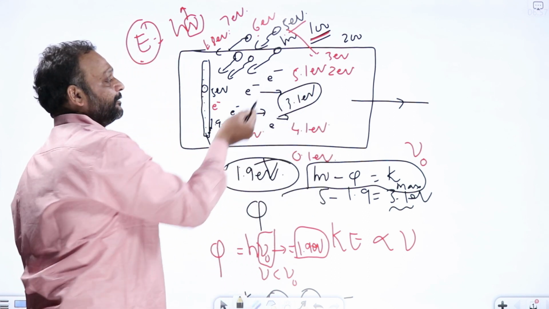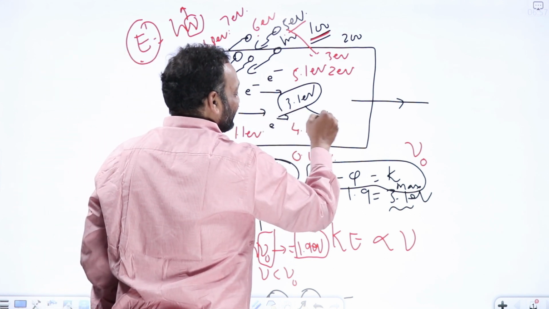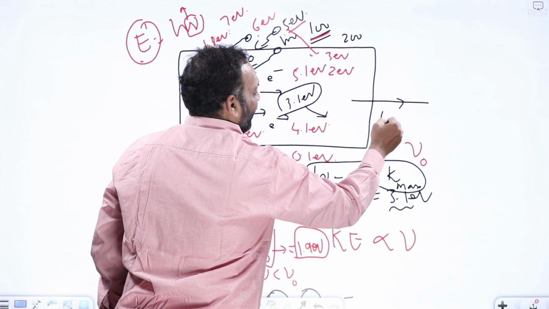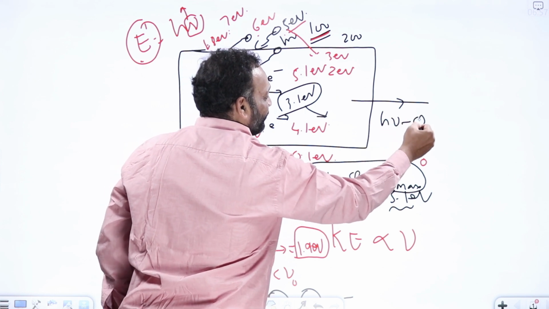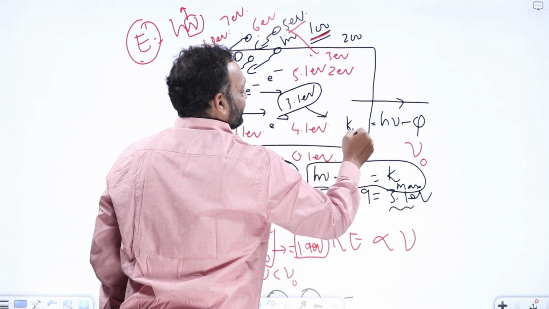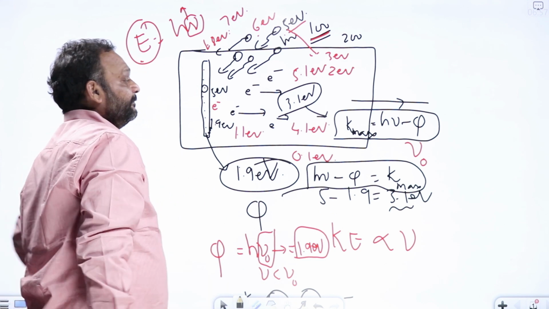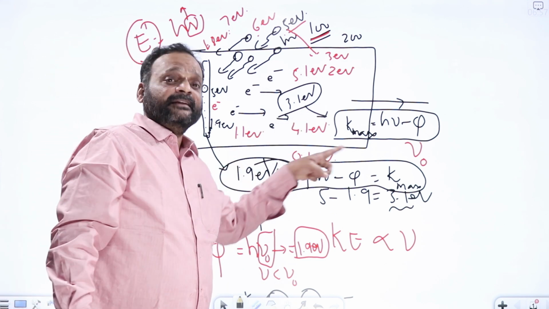What about the remaining? Some electrons only will have 3.1. What about the remaining electrons? They'll have less than 3.1, because out of h nu, I'm taking out the minimum energy required. So these electrons will have maximum kinetic energy. Very few electrons will have this maximum kinetic energy. The remaining electrons will have energy less than 3.1 electron volts.